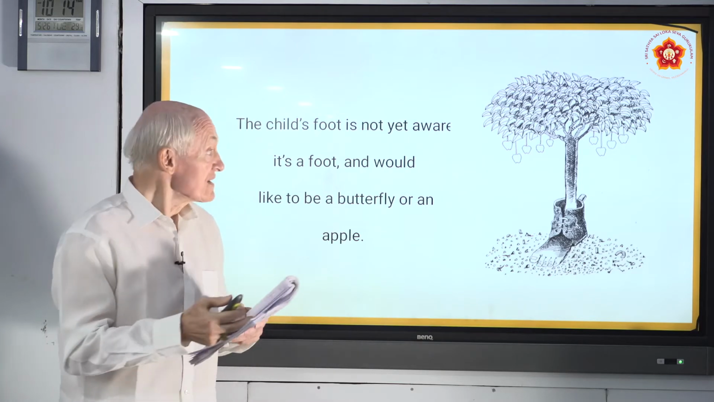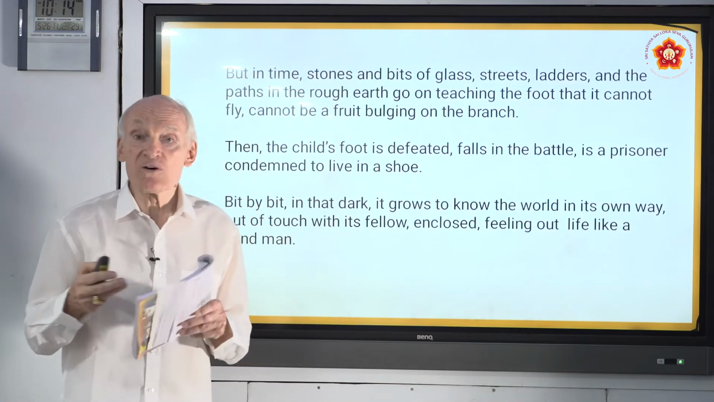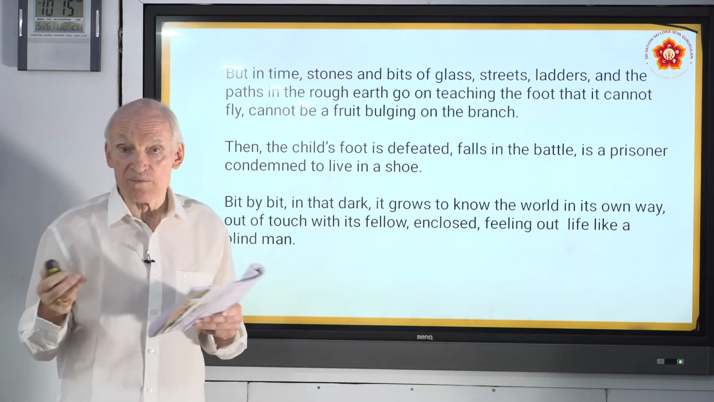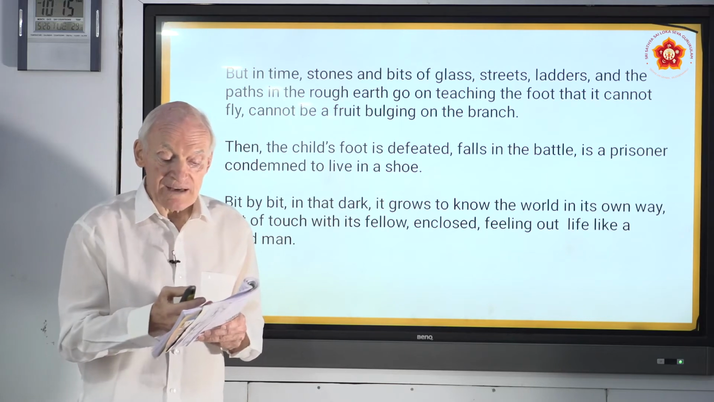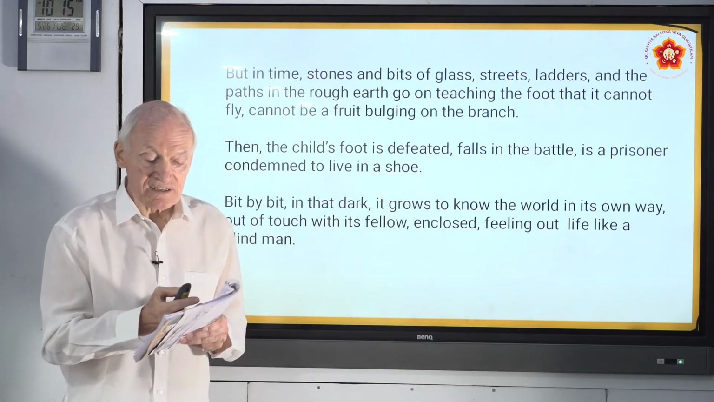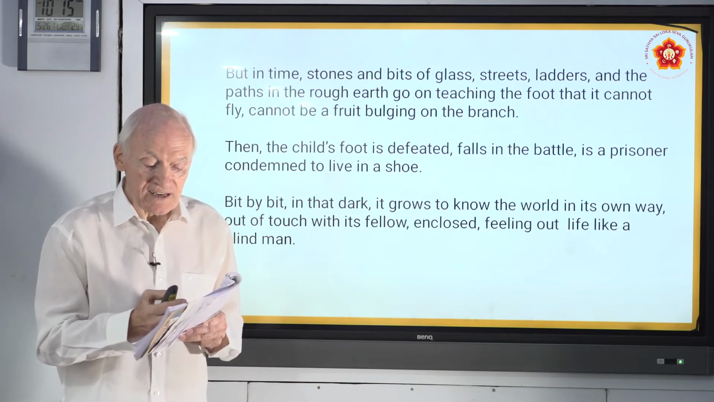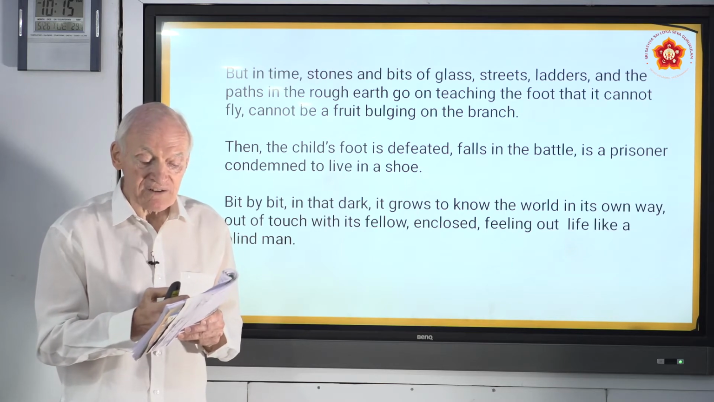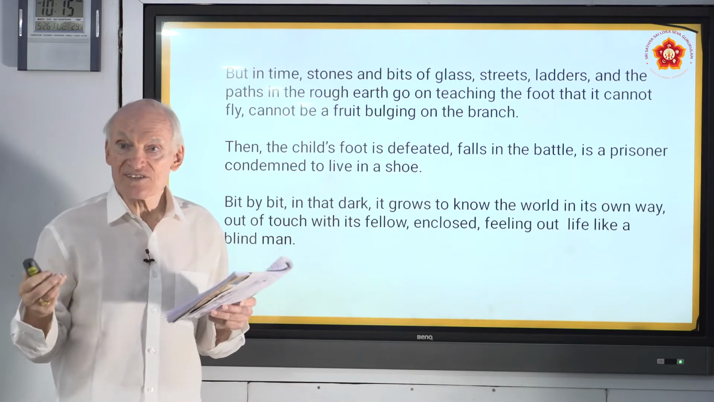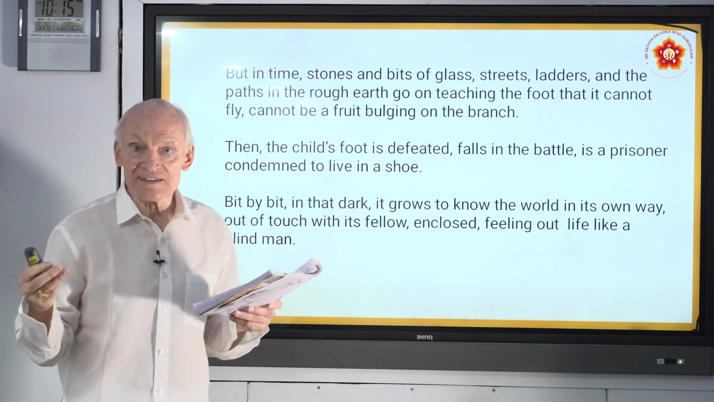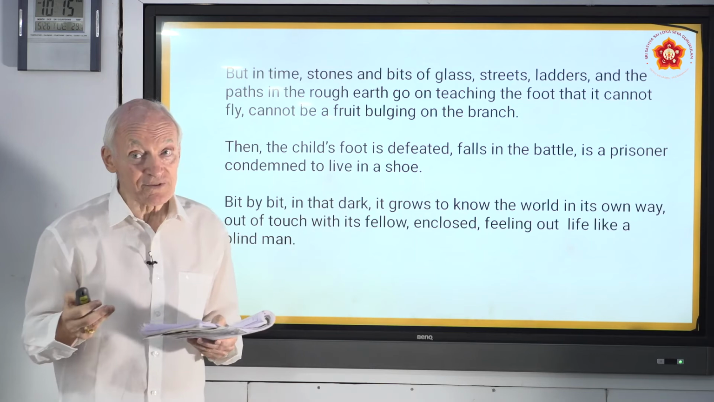On the third line, he says, but in time, okay? In fact, this whole poem is about time. And he says, in time, stones and bits of glass, streets, ladders, and the paths in the rough earth go on teaching the foot it cannot fly, cannot be a fruit bulging on the branch. So in a few lines, he brings this child from its ideas, its goals, its thoughts, its imagination, down to a little bit of reality.